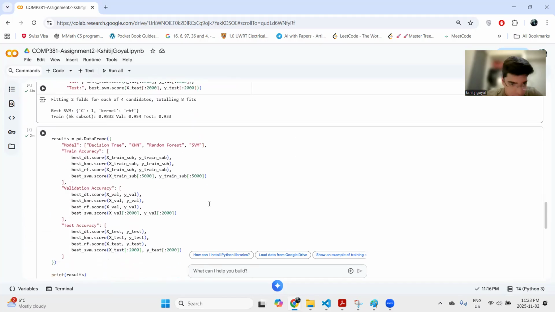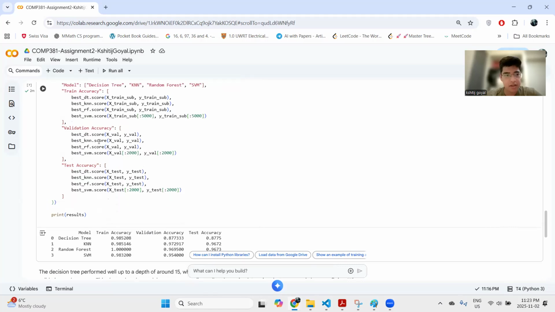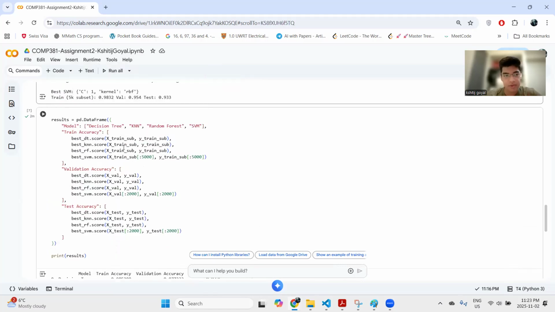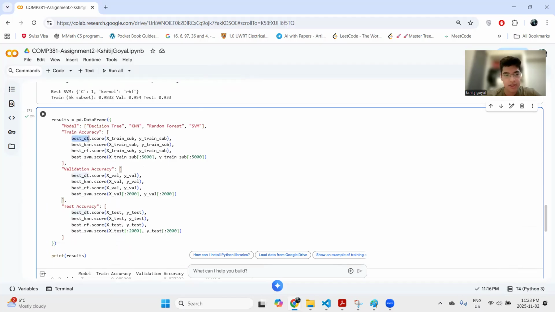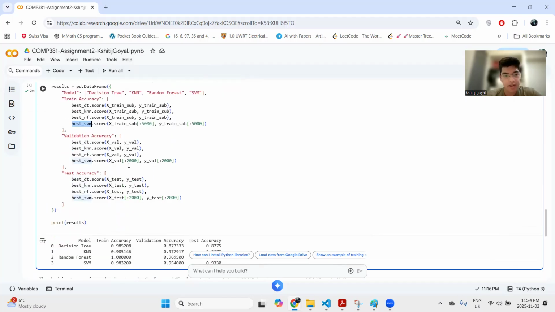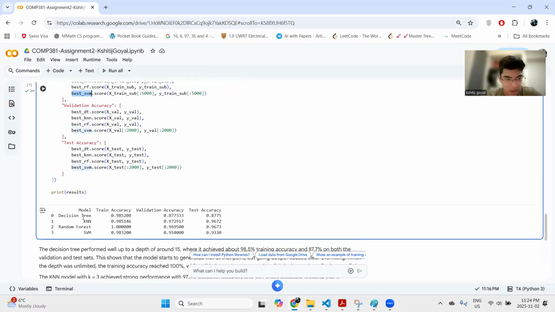I finally get the results of all the best models from the ones that we trained, the four models: decision tree, KNN, random forest, and SVM. I calculate the scores, and here they are. Our test accuracy was the highest for the random forest, followed by KNN, followed by SVM, followed by decision tree. And you can see all the different test and validation results.